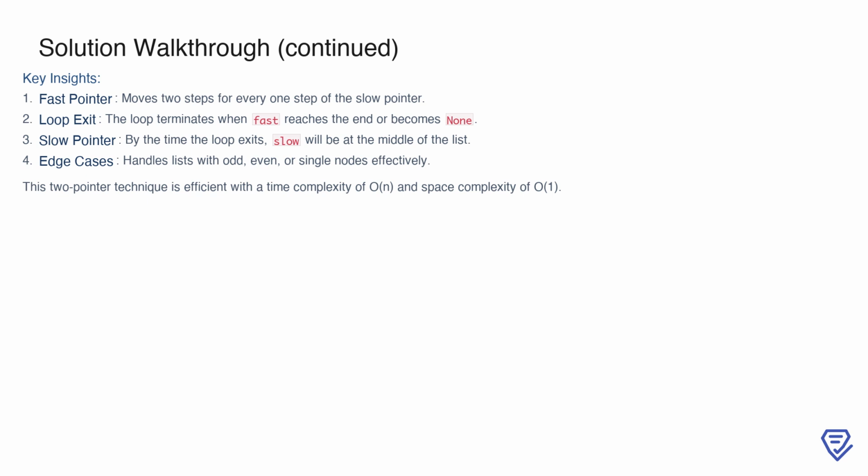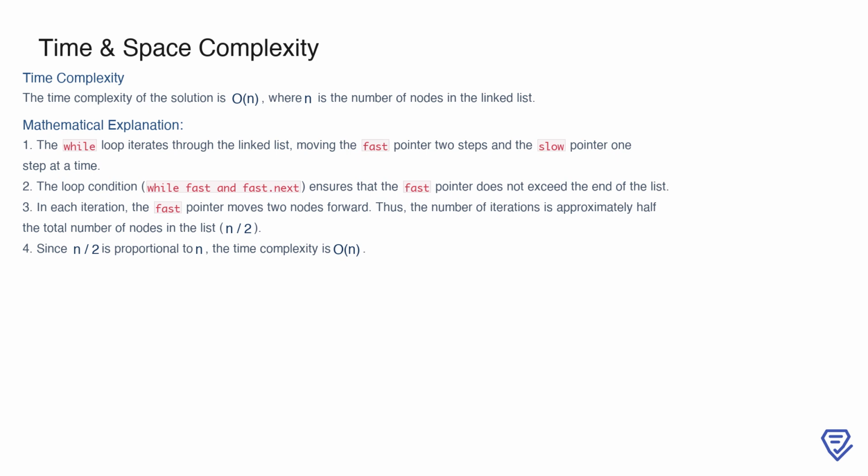The time complexity of this solution is O(n), as we traverse the list only once, and the space complexity is O(1), as no additional data structures are used. This makes the 2-pointer technique both simple and optimal for this problem. The time complexity of our solution is O(n), where n represents the number of nodes in the linked list. To understand this, let's break it down mathematically.